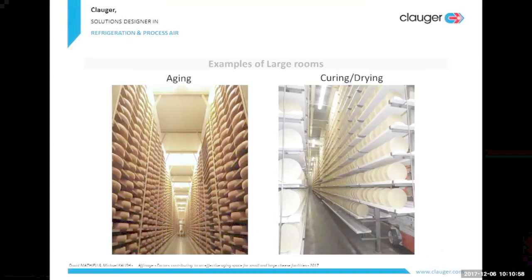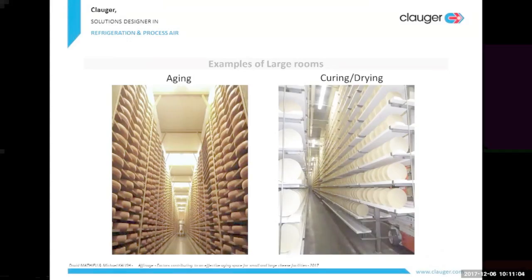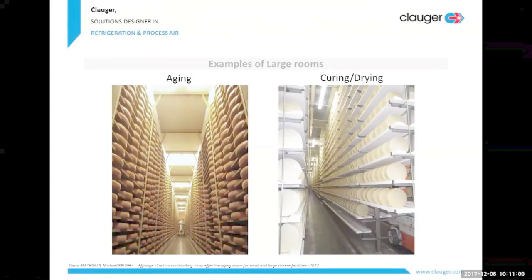So here you have some pictures that show this kind of large space. You can see that if you want every cheese in that huge space to have the same properties, you have to make sure they're exposed to the same temperature, the same moisture level, the same air velocity.